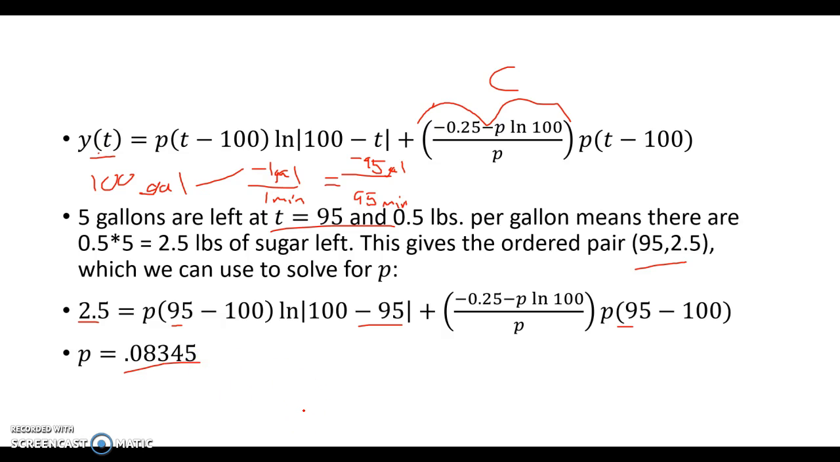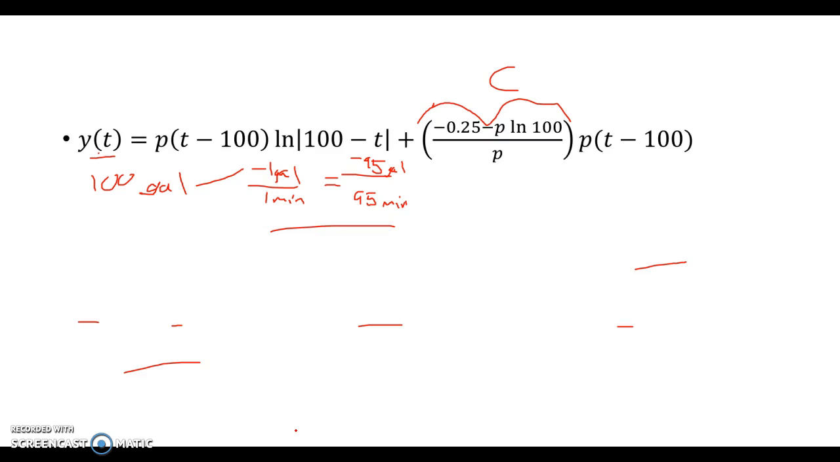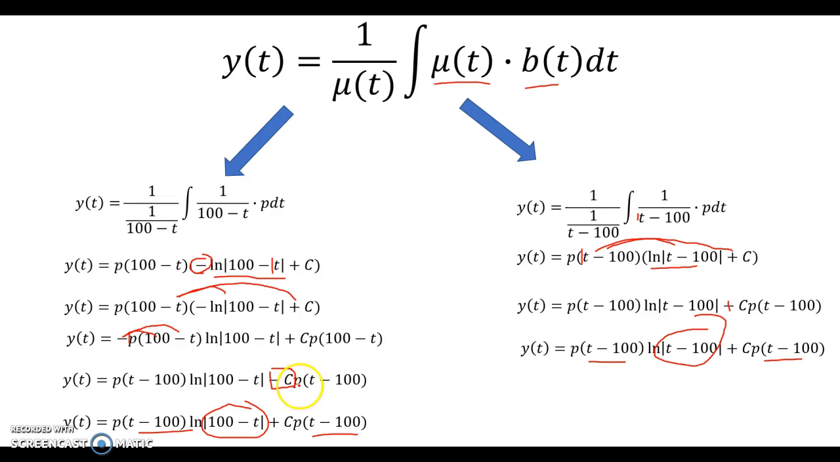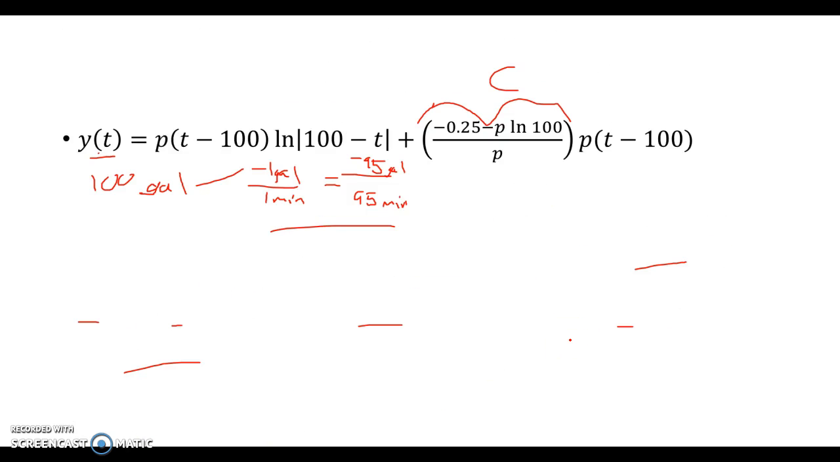0.08345, a positive number. Again, you have to be really careful back here when you do that substitution in one of those previous steps. You know, a negative emerges here in the integral of 1 over 100 minus t, but you don't get a negative sign out of the integral of 1 over t minus 100, which makes the big difference there.